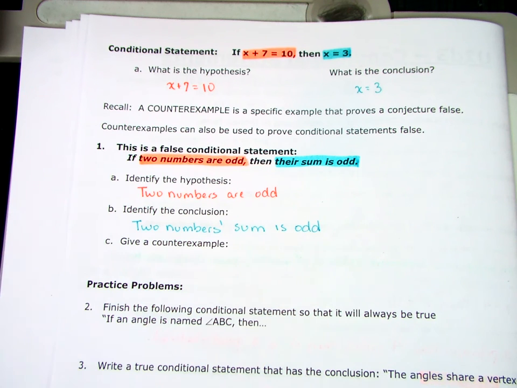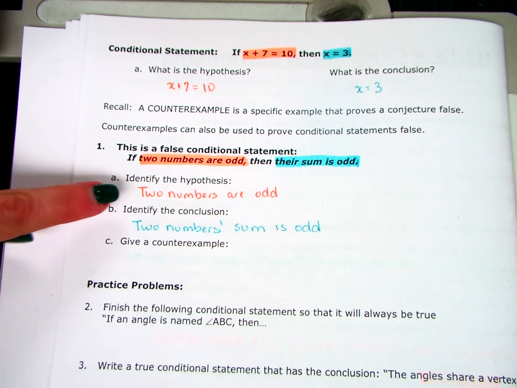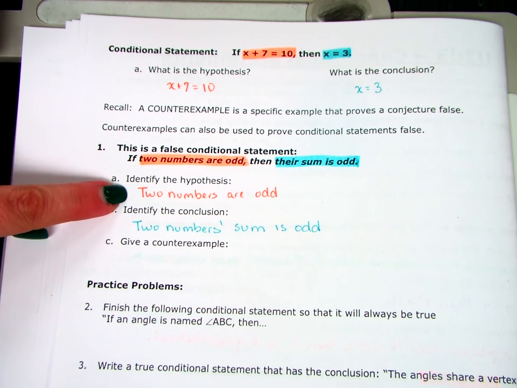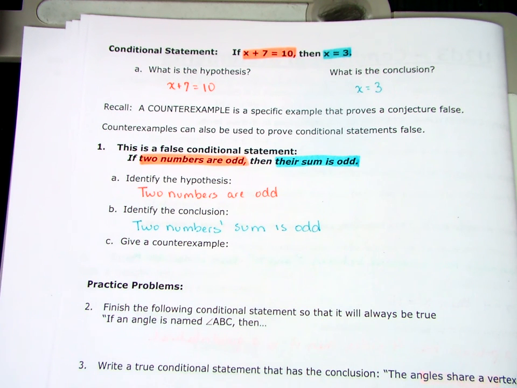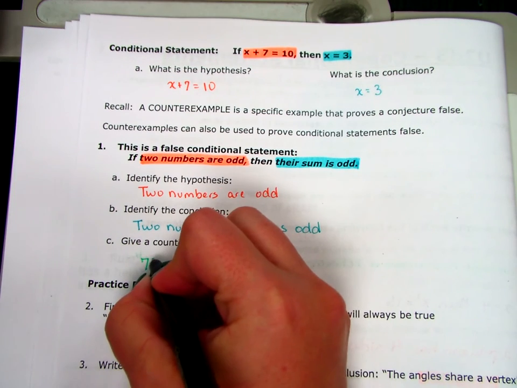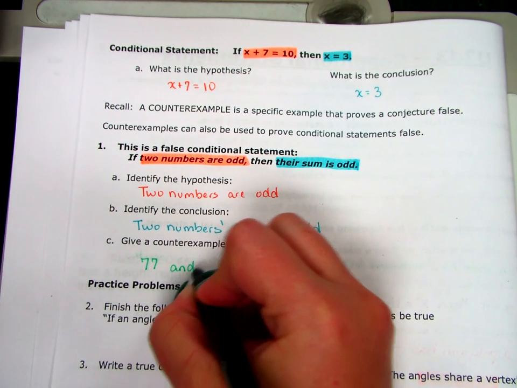All right, so next I need a counterexample. So here's what we need to do when we're doing a counterexample. The hypothesis has to be a true fact. So when I'm doing my counterexample, I have to start with a correct hypothesis. So I really do need two odd numbers. 77 plus 1. Which ones? 77. And then you said 1?